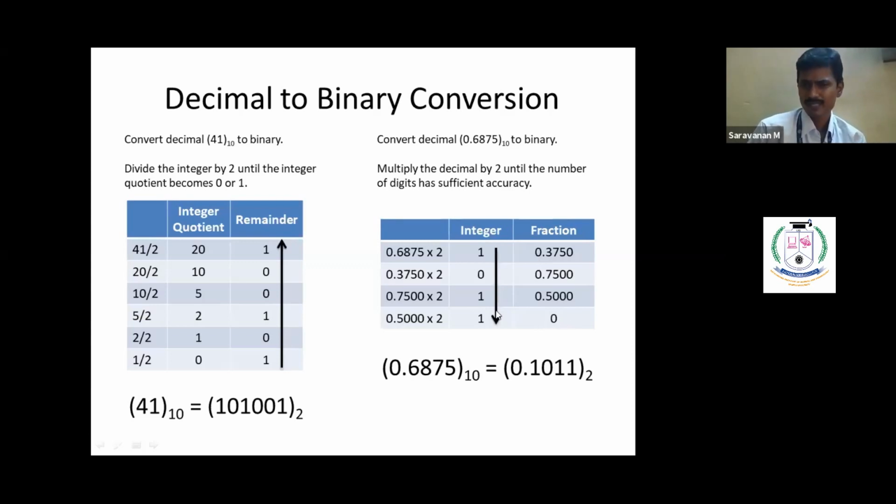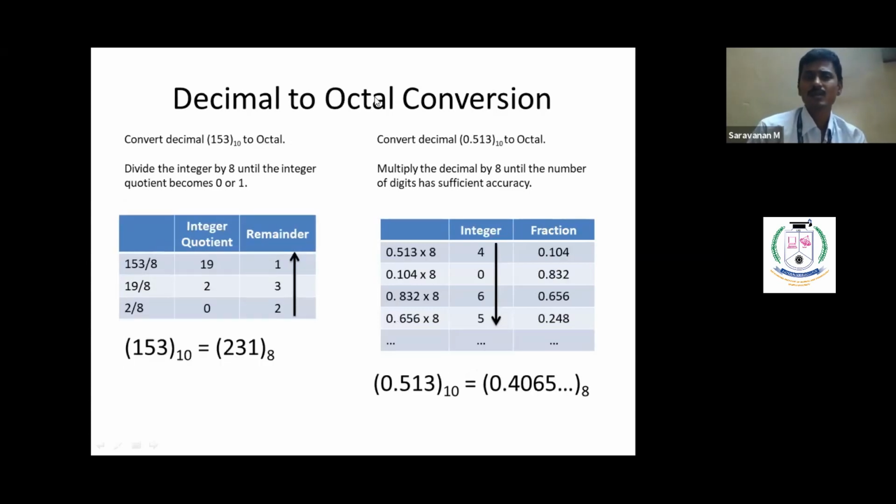To represent this in the binary number system, here we have to go from top to bottom. Remember that for integer parts, we start from bottom to top. For the decimal part, we write it from top to bottom. So it is 1011, and the binary representation of 0.6875 will be 0.1011. So this is the conversion. The logic is that the integer is divided by 2, the decimal is multiplied by 2. That's all.